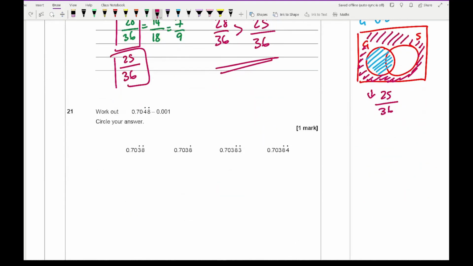Now the next question says work out the value of 0.7048 recurring, take away 0.01. Now for this, in terms of our options, it is going to be our last one here. So all we're doing is taking away one of these, so that then turns into a 3, and then we can go from there in terms of the 8, 4, and that's then continued from there.